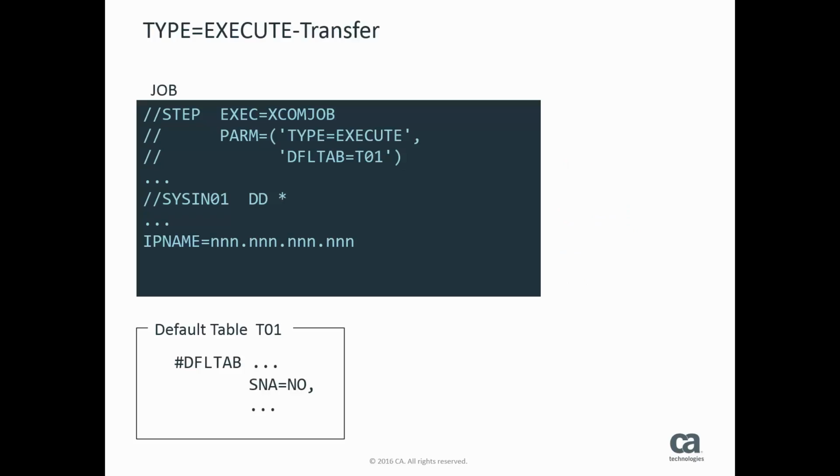When performing a direct transfer using TYPE=EXECUTE, there is nothing more to do. Having the correct default table in the PARM field, simply specify the IP address or name of the recipient system in parameter IPNAME in the SYSIN01 card of the XCOM job. A VTAM ACB is no longer needed.